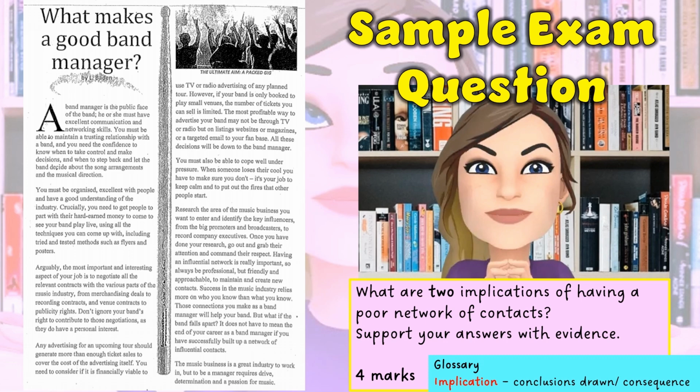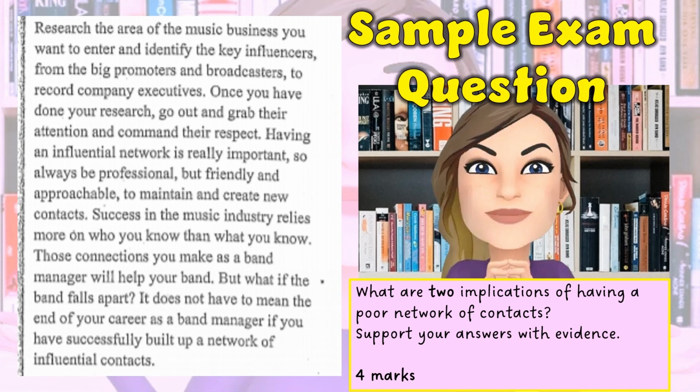The answers will not be written directly in the text, so it will not say one implication of having a poor network of contacts is. Rather, there will be evidence that you will use to jump to your own conclusion about what that implication is. But first, let's find the relevant section of the text. So this is the part of the text that's relevant because it's the part that talks about contacts. Pause the video here to have a go at finding evidence and writing implications based on that evidence before I start to reveal my answers.